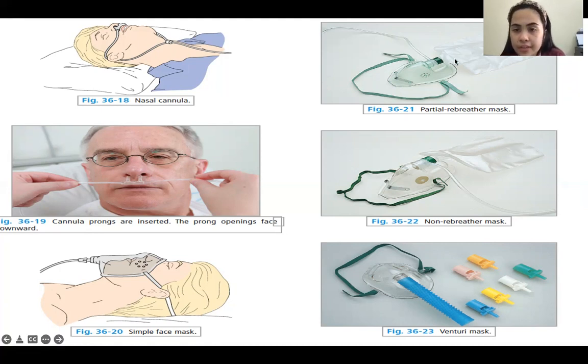Okay, for the non-rebreather mask, guys, and the partial rebreather mask, partial means that the oxygen is partially rebreathed. What happens is, if you inhale, guys, there is a valve here. Okay, I'll show you. Guys, this is a valve, okay? If you inhale, it will open. This valve is open, okay? So the air inside the bag will go inside. So that is inhale.